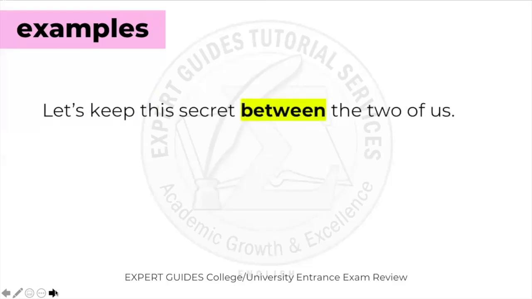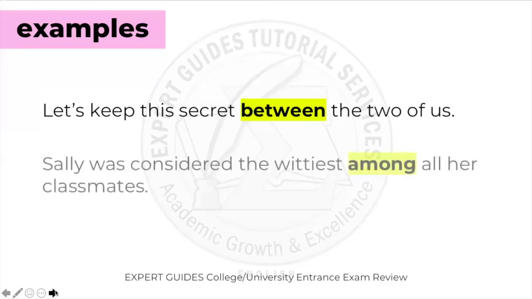Okay, so for the first example, we just have two objects or two terms. So we use between. In the second example, we are talking about more than two terms or more than two objects. In this case, classmates. So we use among.